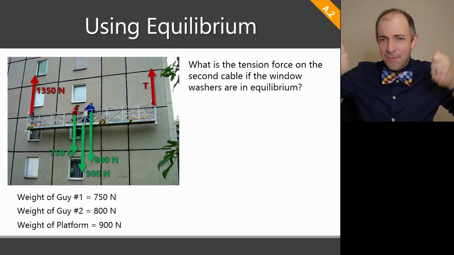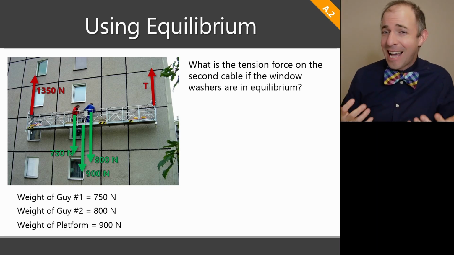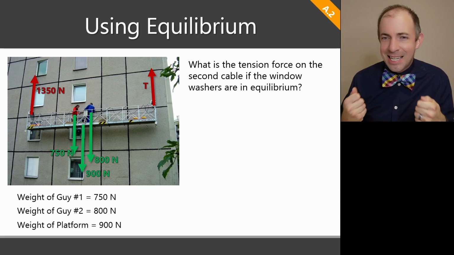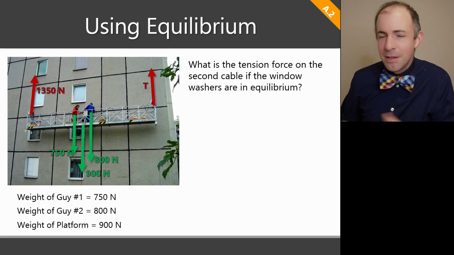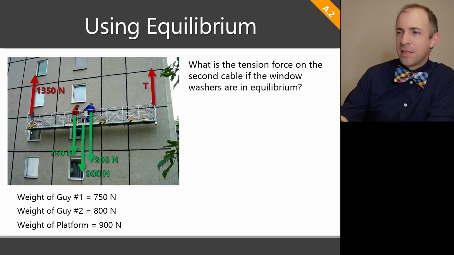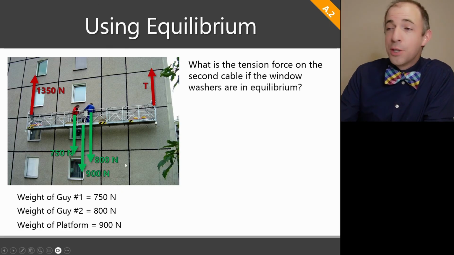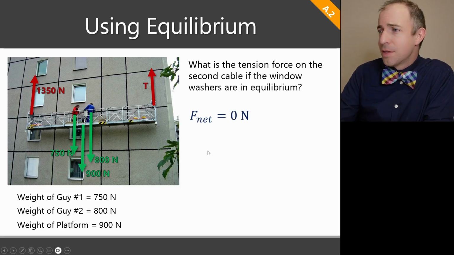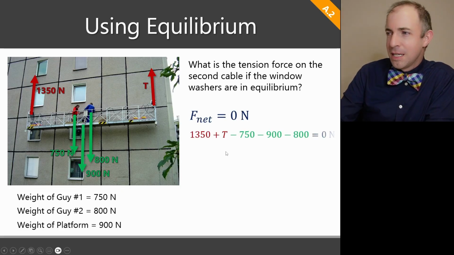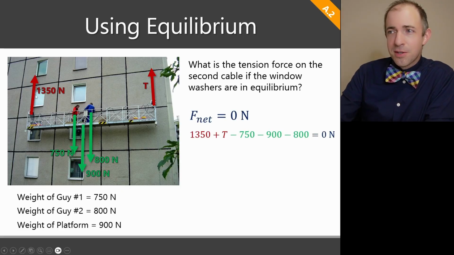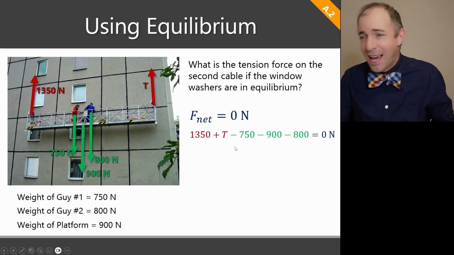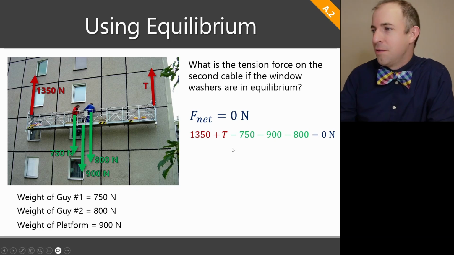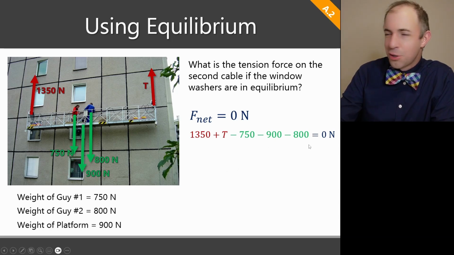On the swing set, we had both ropes supporting exactly the same amount. We were imagining that kid was perfectly in the center, being supported equally. That doesn't have to happen. You can lean heavier on one side versus the other, and that's what's happening here. We do know that the up has to equal the down. So with an overall net force of 0, my upward force, 1350 plus T, should equal the downward force. So if I subtract, they're in the negative direction, if you will, these other forces, it should give you 0.